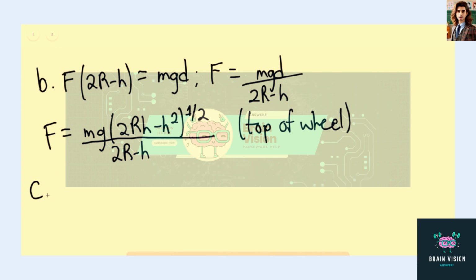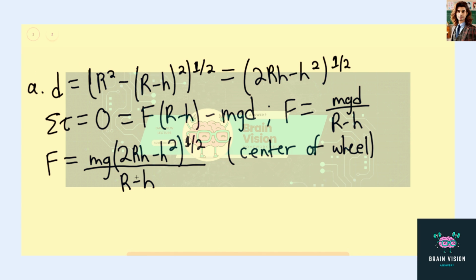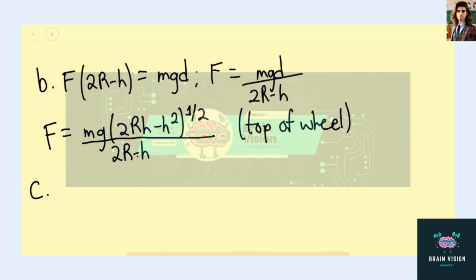So they're asking which one is greater. Well, we know that the denominator for the top of the wheel is going to be greater than the denominator for the center of the wheel. So r minus h is actually less than 2r minus h, of course. Therefore, the force at the center will be greater than the force at the top. That would be your answer for part C.